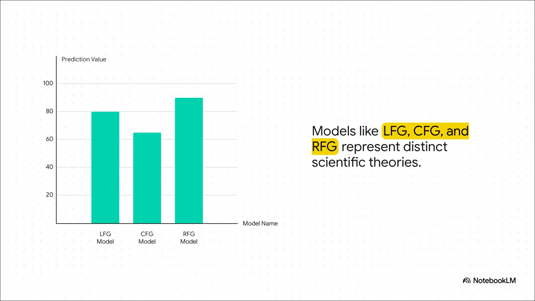And you can see this happening right in the source material. This chart here is comparing predictions from a few different models, like the LFG, CFG, and RFG models. See how each one predicts a different outcome for the same interaction? Now, these aren't just random guesses. They're based on really different physical assumptions. The LFG model, for example, kind of treats the nucleus like a cloud of gas, while other models might see it as a much more rigid structure. Each assumption leads to a totally different prediction.